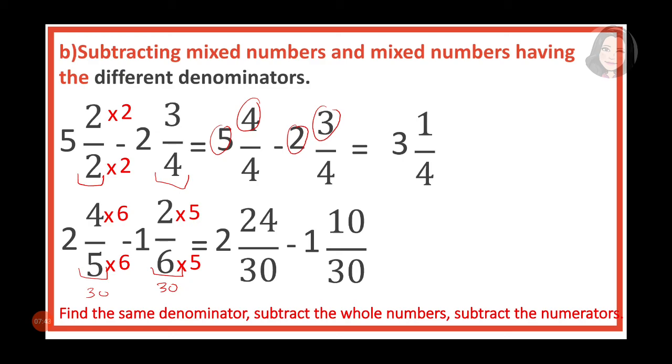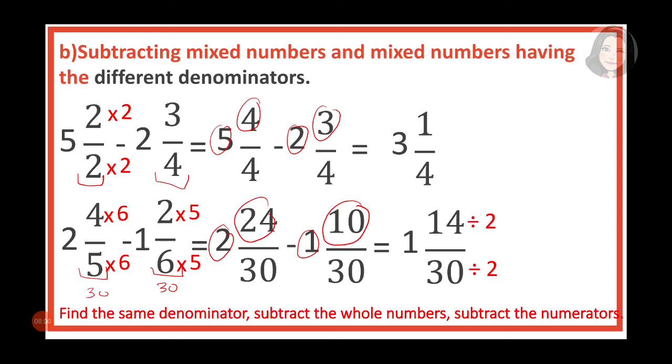Subtract the whole numbers, then subtract the numerators. So 2 minus 1 is a 1, while 24 minus 10 is 14 out of 30. 14 and 30 are both multiples of 2, so I'm going to divide by 2, and my final answer is going to be 1 and 7 over 15.